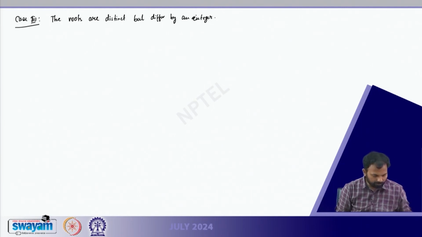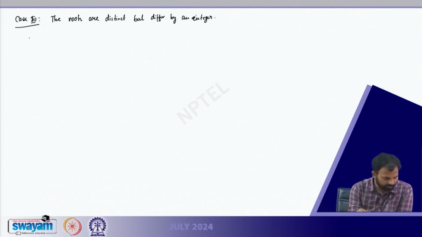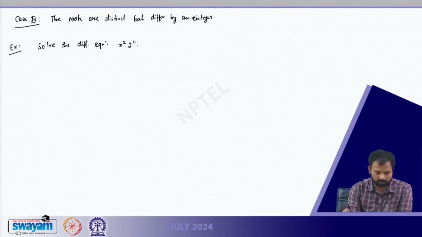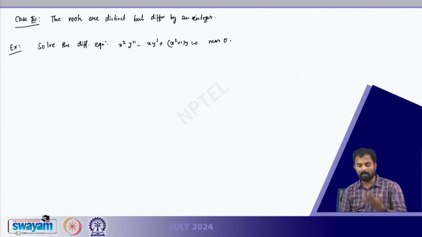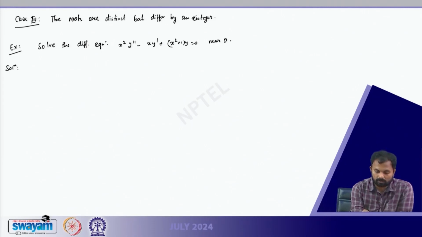So, if I am not wrong, I think we had this example. Solve the differential equation x square y double dash minus x y dash plus (x square plus 1) y near 0. Of course, near 0 it is singular. So, it has a singularity at x equals to 0.